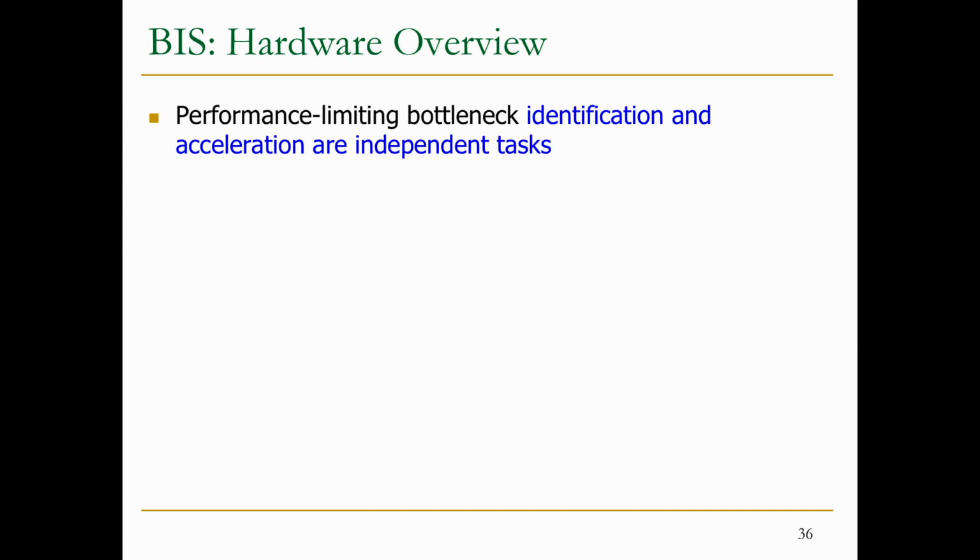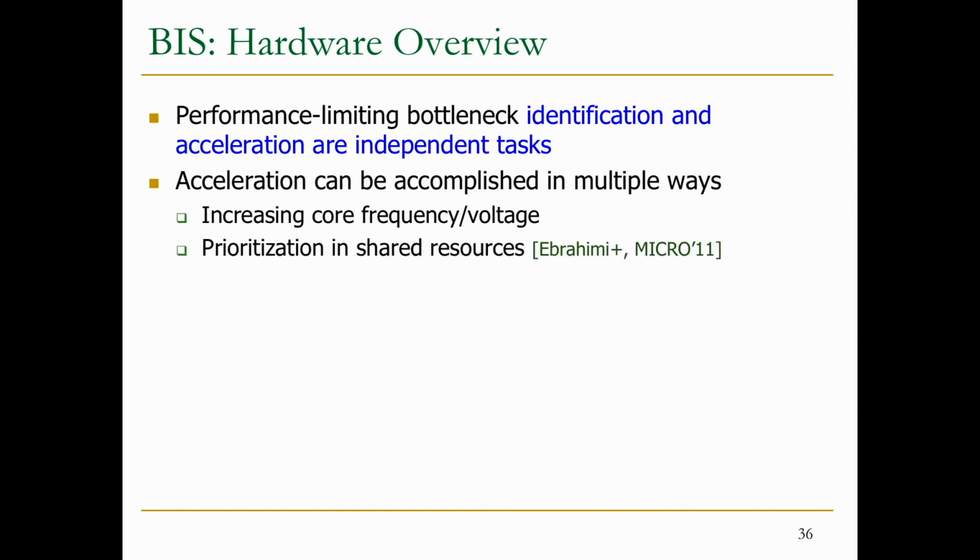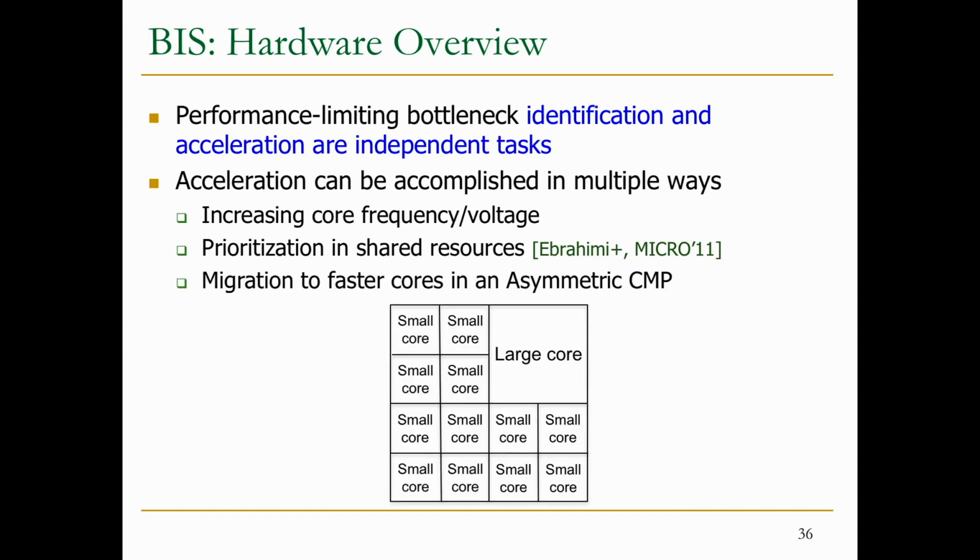So basically, there are two things that you want to do. First of all, now you know what the bottlenecks are. You want to identify what are the limiting bottlenecks, and you want to accelerate. So these are clearly two independent tasks. Acceleration can be accomplished in multiple ways, like you can increase the core frequency and voltage. We will discuss that briefly later on. You can prioritize this bottleneck in shared resources, as we discussed, or you can migrate to faster cores and asymmetric multi-core. This is what we're going to discuss. But you could also increase the core frequency and voltage.